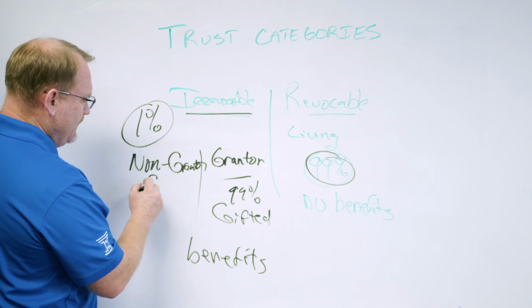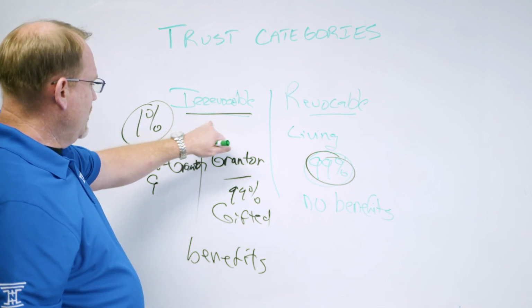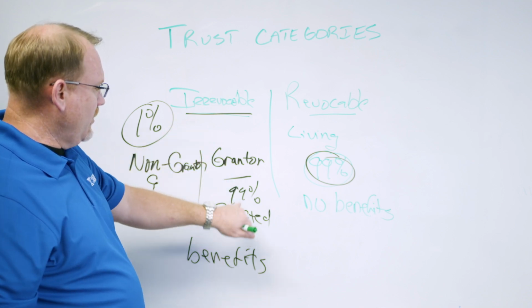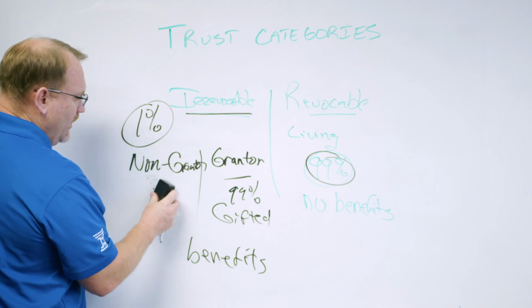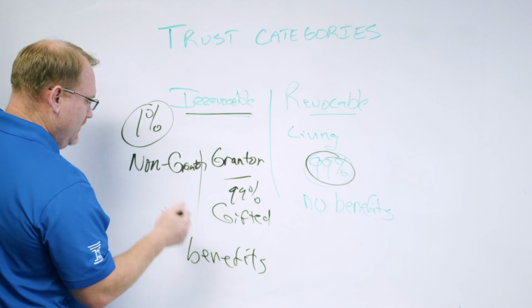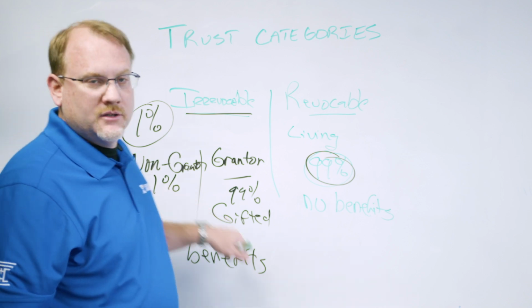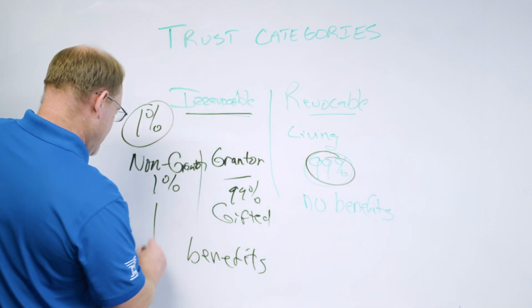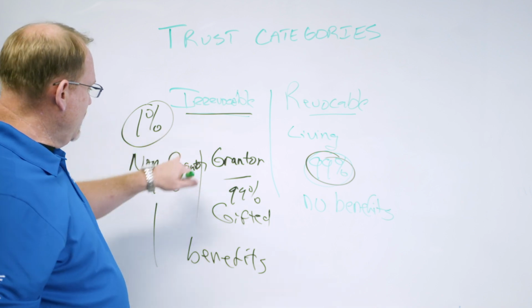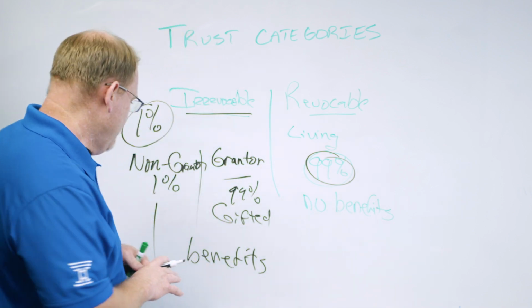So what does that mean? That means 1% are irrevocable. 99% of the 1% are grantor trusts. What does that mean? That means that 1% of irrevocable trusts are set up as non-grantor trusts. So you've got to have a non-grantor trust if you want all these cool benefits. The problem is, even if it's irrevocable and non-grantor, there's still a problem out there if you want all these cool benefits. What's the problem?